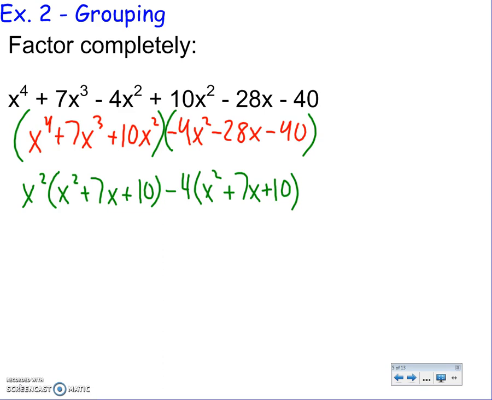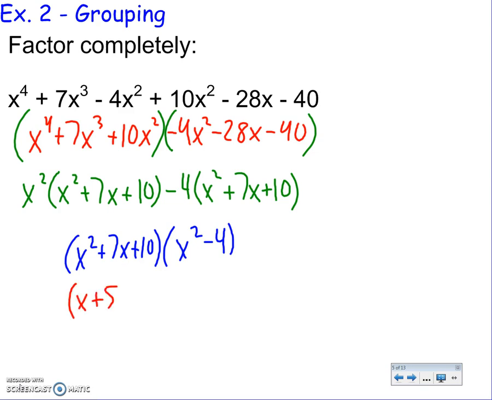I take that out. I'll put in here x squared plus 7x plus 10. What's left over would be x squared minus 4. Now sometimes we'd be done here, but you have to factor both of those again. So the first one, if you do the x method, that's really x plus 5 times x plus 2.